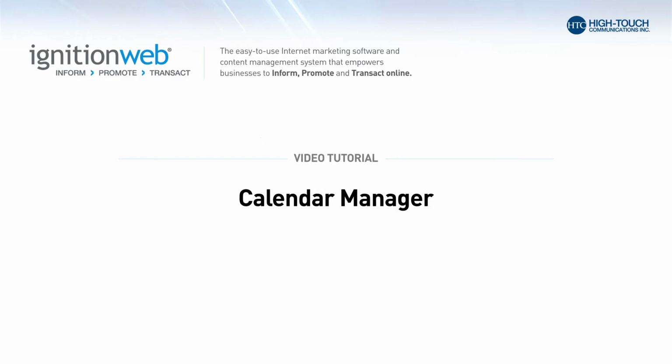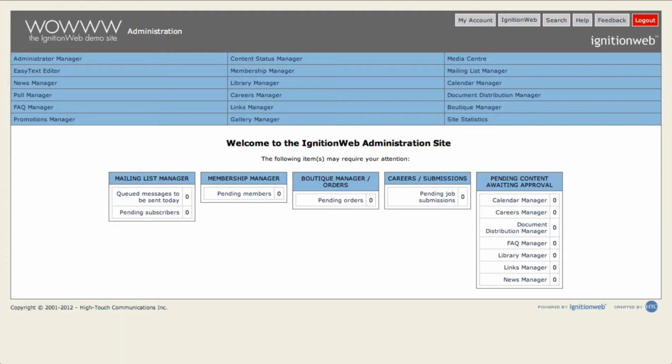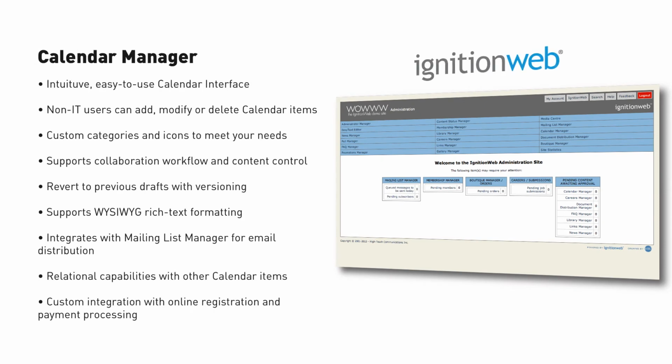Today we are going to look at how to manage website event postings using IgnitionWeb's Calendar Manager. Calendar Manager is a convenient IgnitionWeb module that allows administrators to create, modify, and delete calendar events for their website. Give visitors a quick and easy-to-read overview of upcoming activities, with the ability to search using specific event criteria. Calendar Manager enables you to add, edit, or delete calendar items such as social events, important dates, meetings, and activities.